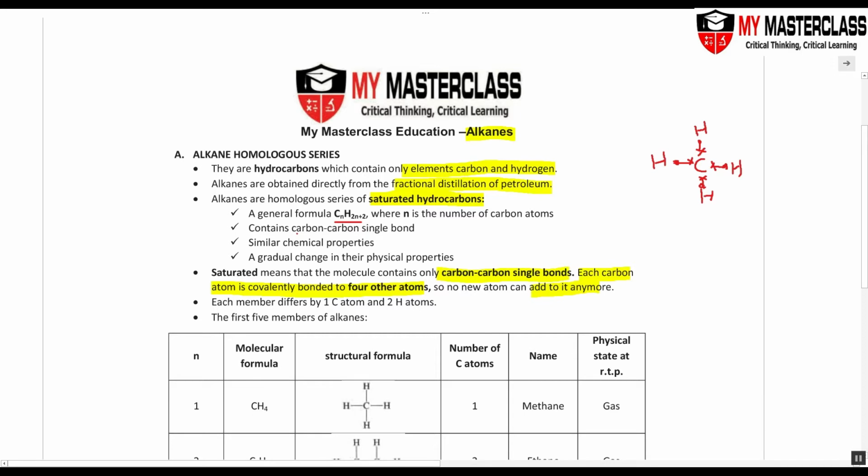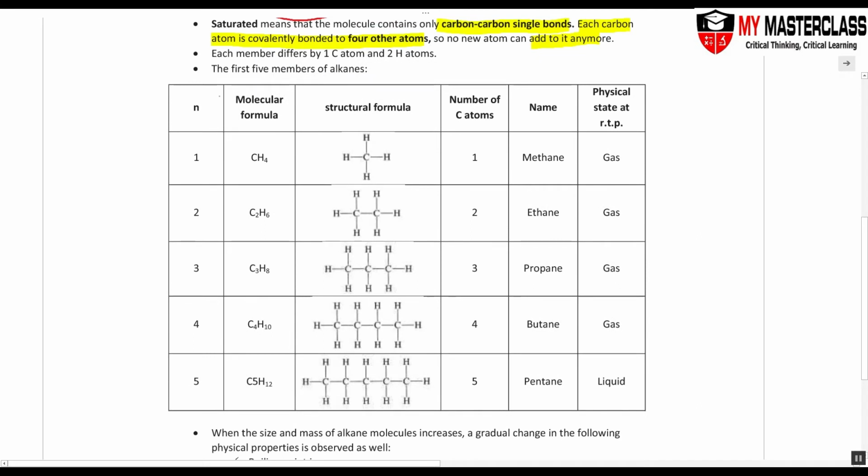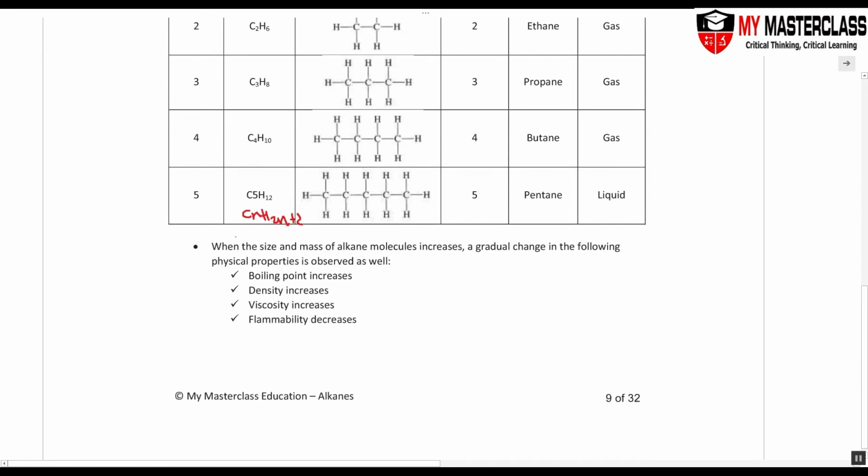Okay, alkanes must contain your carbon-carbon single bond. This is the functional group. Because they have the same functional group, they have similar chemical properties. They will undergo the same type of chemical reaction and they will show a gradual change in the physical properties. So below are the first 5 members of your alkanes: methane, ethane, propane, butane, and pentane. All formulas will follow this CnH2n+2.